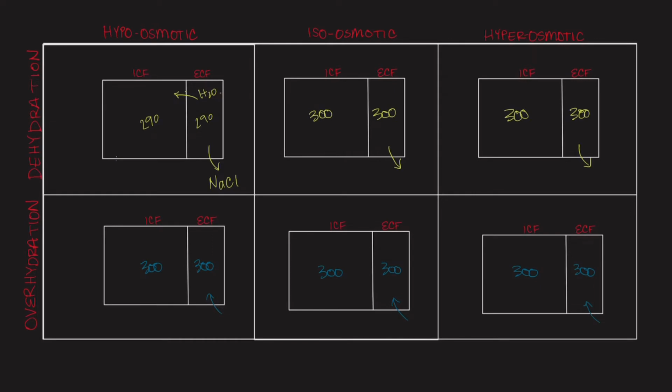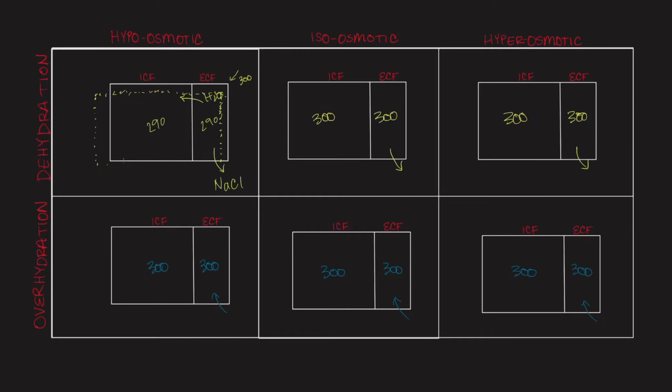And in addition to that, we are adding fluid to the ICF side. So whenever we draw our lines, we're going to show an expansion on the ICF side and a contraction on the ECF side, because again, we're losing fluid from that side. And then the osmolarity is going to be slightly under 300. So it's no longer 300, right? It's 290.